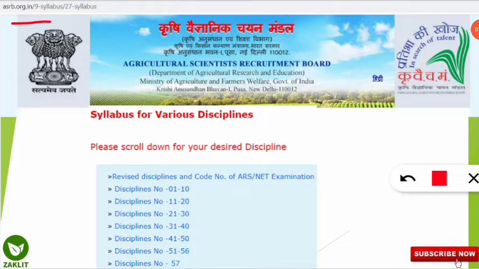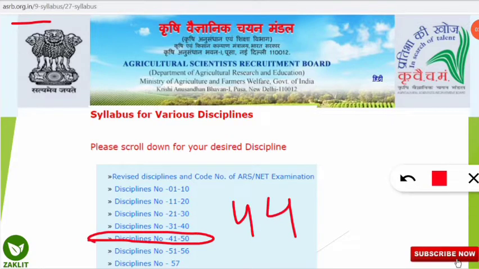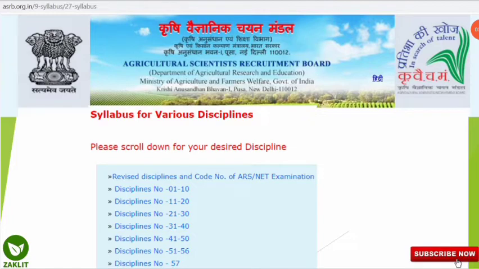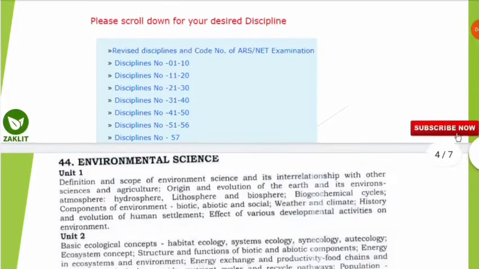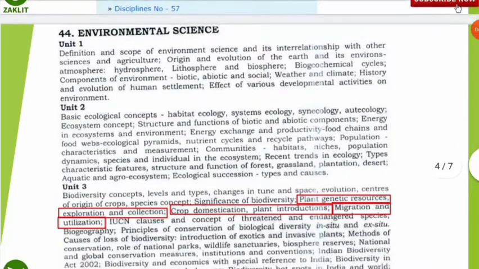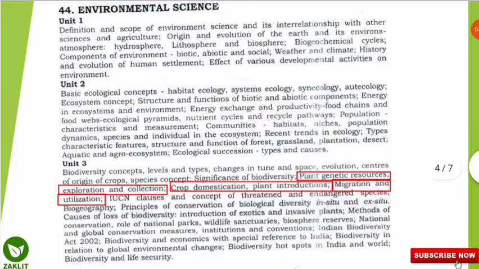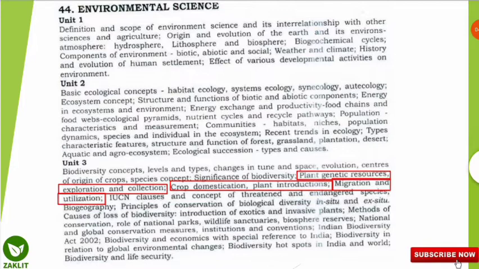So the discipline for environmental science will come under this point, that is from 41 to 50, because the paper code is 44. Now after clicking on that, we will get the syllabus. Now we will see how 90% of the syllabus is the same for the UGC-NET environmental science syllabus with this ARS NET and ARS examination. It is divided unit-wise, and you can see 44 is the code number. Unit 1 is what? It is the definition and scope of environmental science, its interrelationship with each other, the science and agriculture, origin and evolution of the earth, lithosphere, hydrosphere, biosphere.